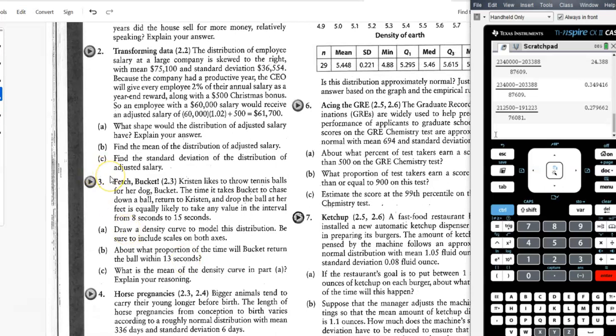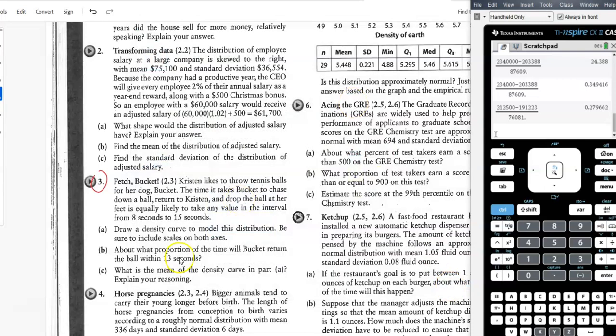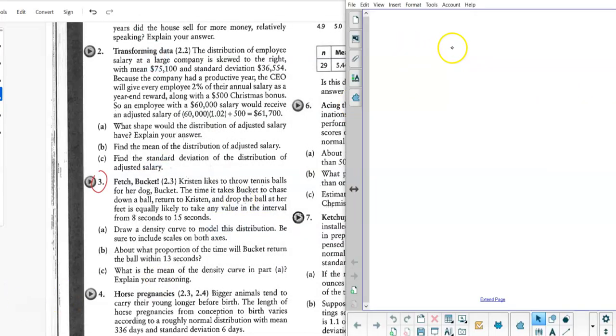Okay. Kristen likes, we're on number 3 now, to throw tennis balls to her dog, Bucket. The time it takes Bucket to chase down a ball, return to Kristen and drop the ball is equally likely to take any value in the interval from 8 to 15. So equally likely. So the fact that these are equally likely makes me think that this is a uniform distribution.